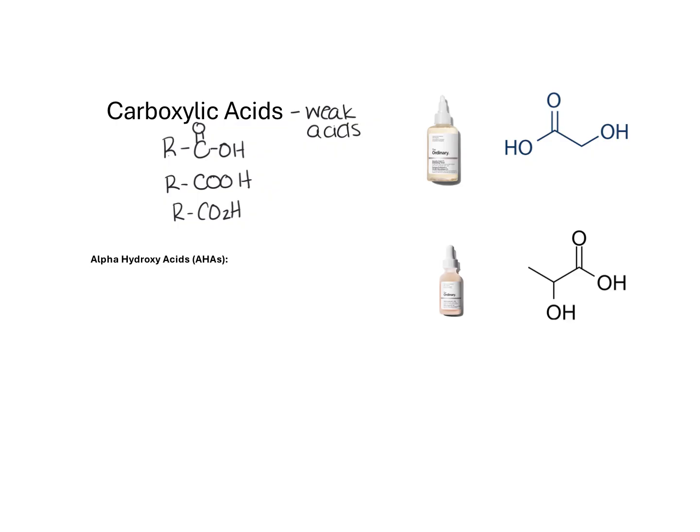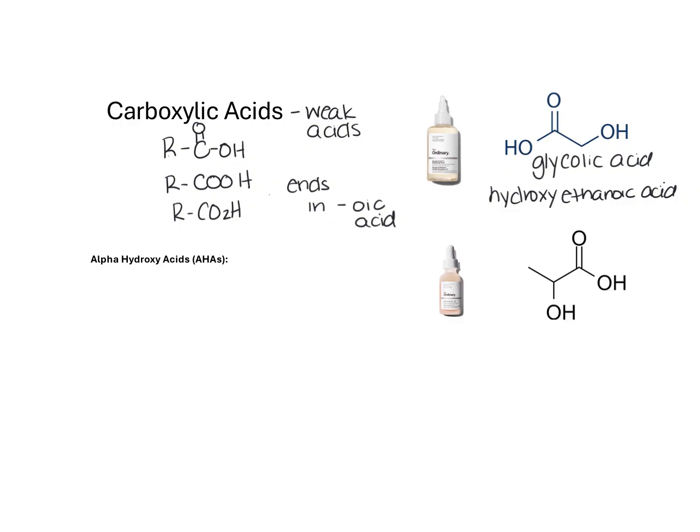If you're just looking at the names, like the labels, generally these end in -oic acid, so they will have some sort of acid there. For example, this is glycolic acid. That is the common name, and you can see I found a glycolic acid serum. The formal name for this is hydroxyethanoic acid. So we have these common names and then more formal names.